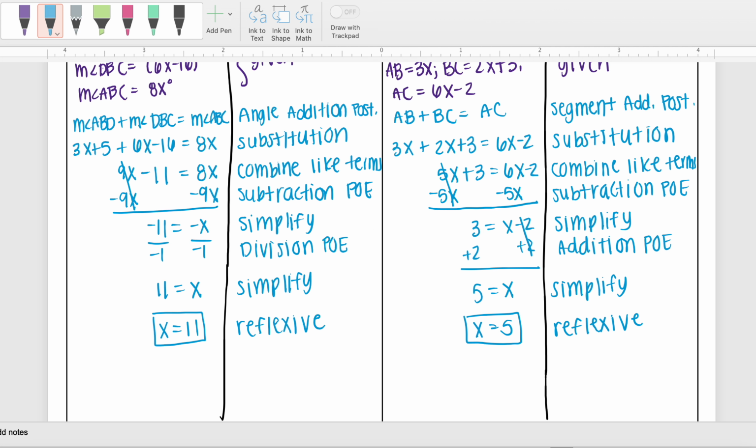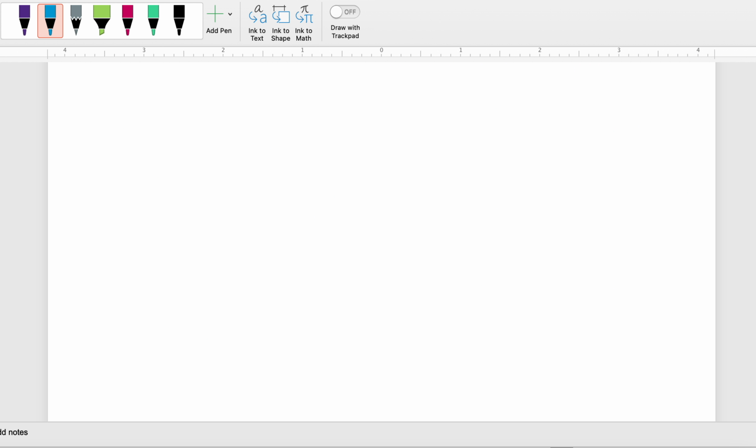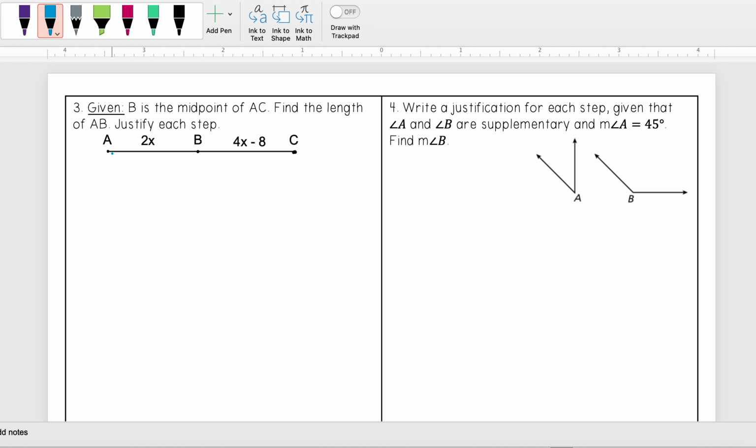Sorry about that. I actually made a mistake in both of these. Both of these reasons aren't actually reflexive. I should have said symmetric. Okay, so now let's get to those last two proofs.